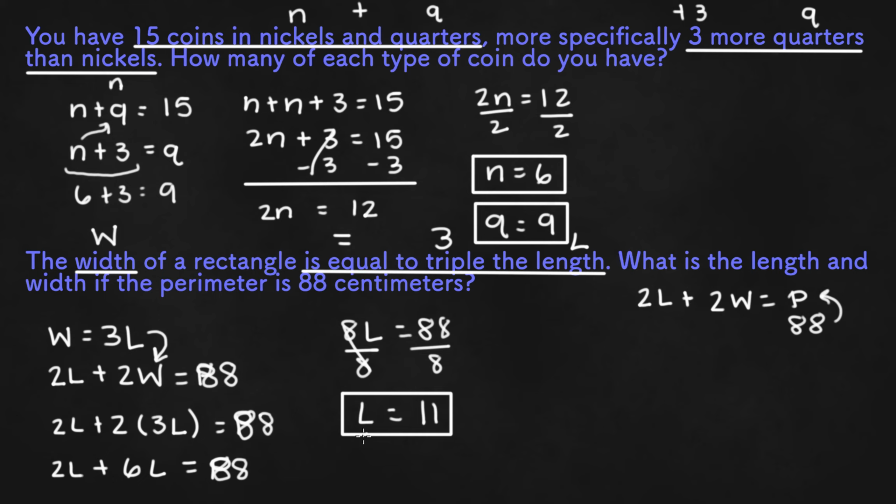Now I can plug the L back into one of these equations right here to get the width. So since width is isolated here, we'll plug the L into the first equation. So we have 3 times 11 equals W, or W equals 33. And always make sure to go back and check your work.